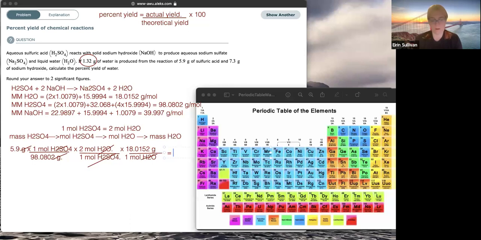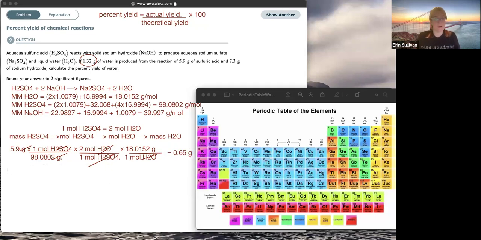5.9 divided by 98.0802. You guys have already worked this out and are super bored of me. 18.0152 gives me 0.65 grams to two significant figures. But we've got a number. That doesn't mean we've finished.